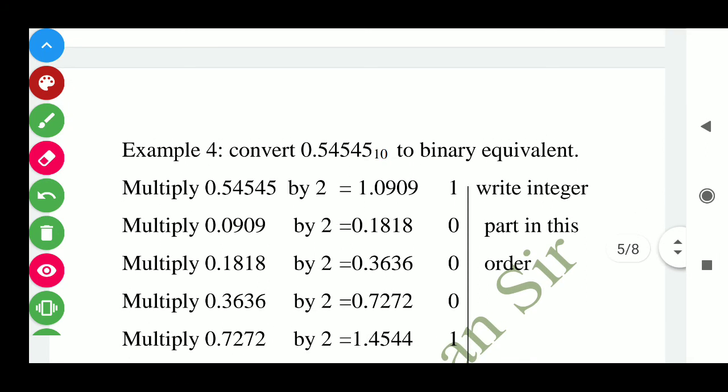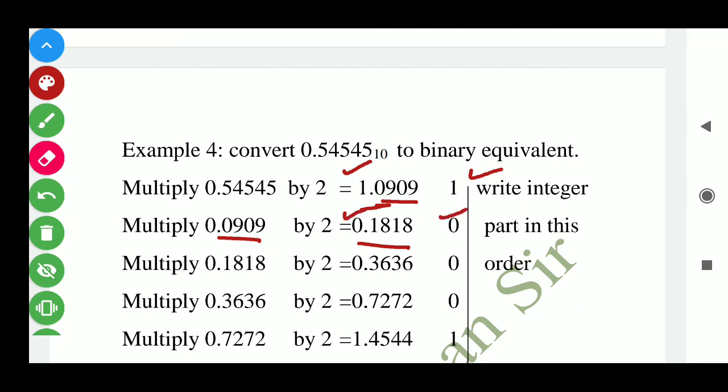Now convert this, same method. Multiply 0.54545 by 2, you will get this answer. The integer part is 1, write this 1 here. Then the fractional part, write here, multiply by 2, you will get 0.1818. So the integer part is 0, write this 0 here.